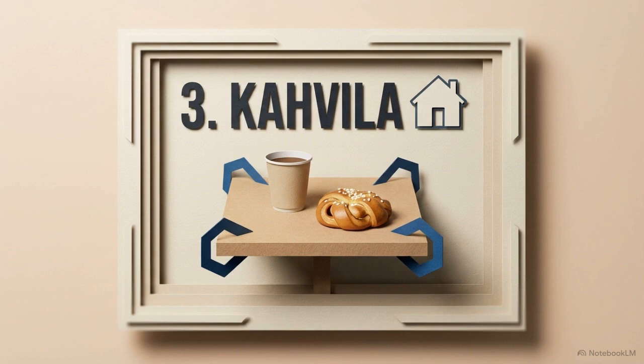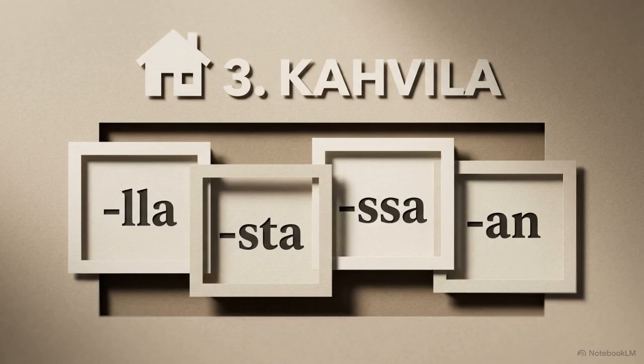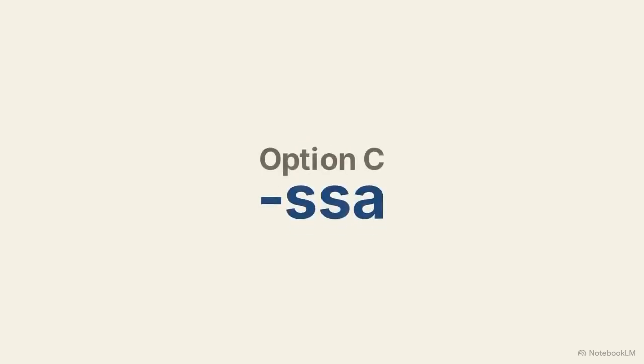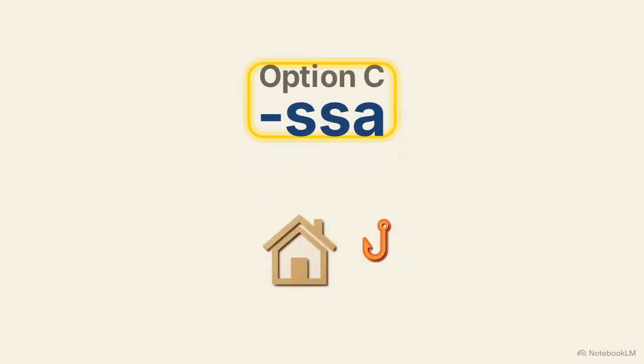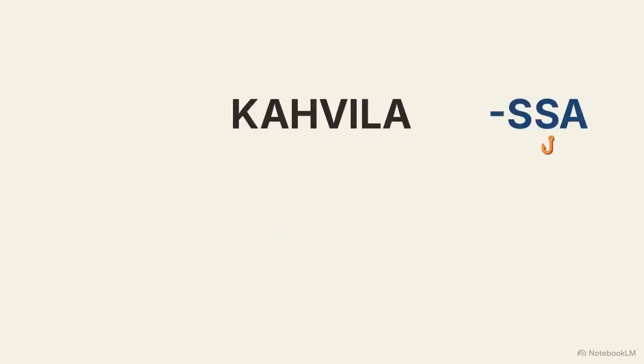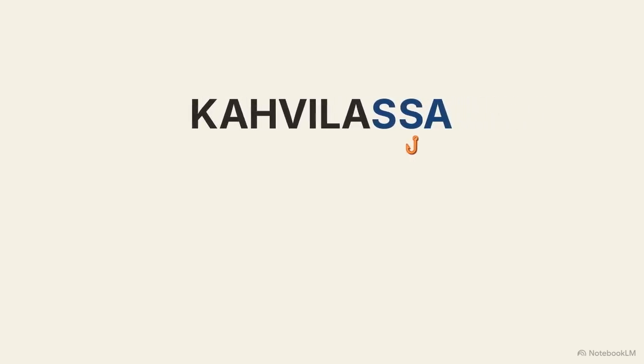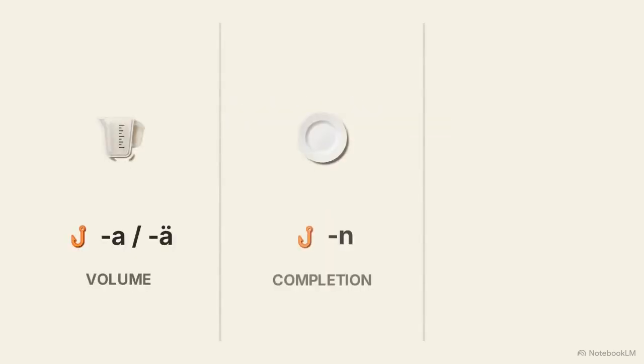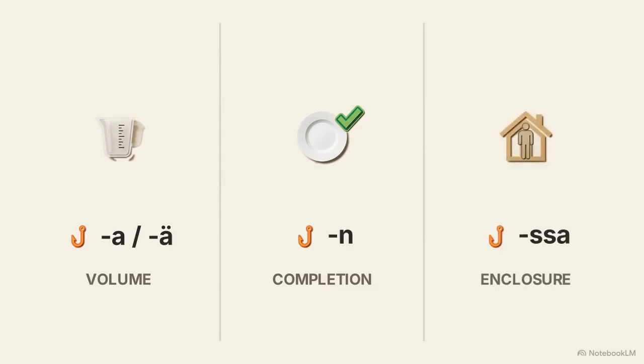Question 3. You are sitting in the cafe, kahvila. Using the inside set for buildings, which of these spatial suffixes correctly places you there? 5 seconds. The answer is option C, ssa. The ssa hook means in. Adding it to the word creates kahvilassa, placing you physically inside the building. These first 3 hooks define the state of an object based on its volume, its completion, and its physical enclosure.